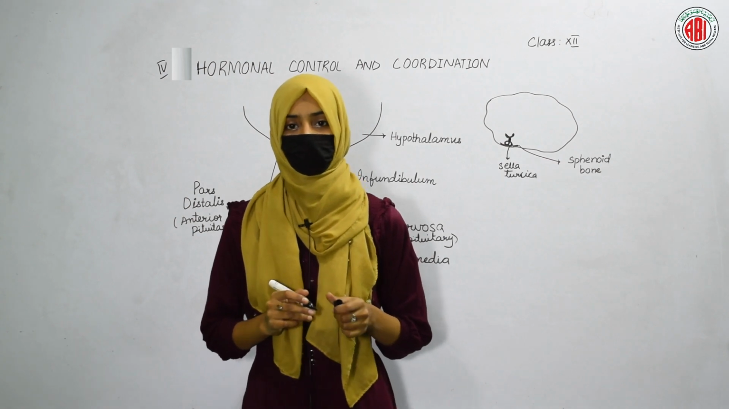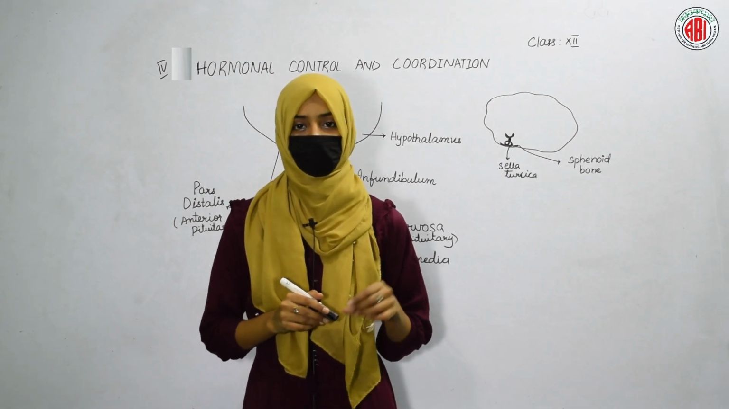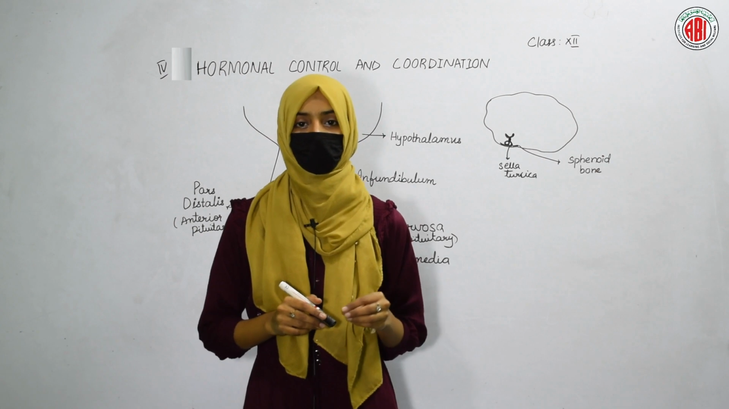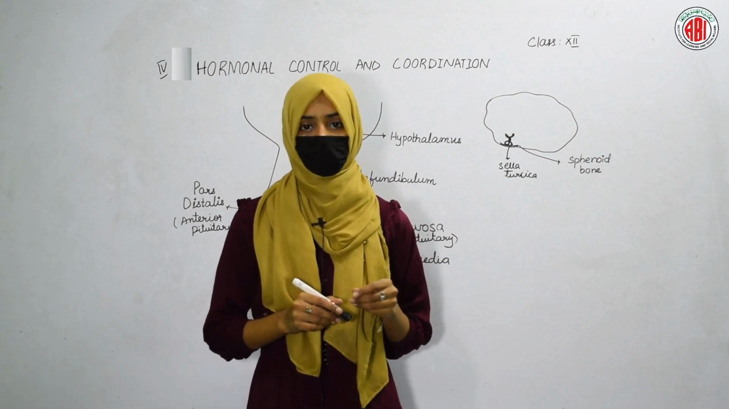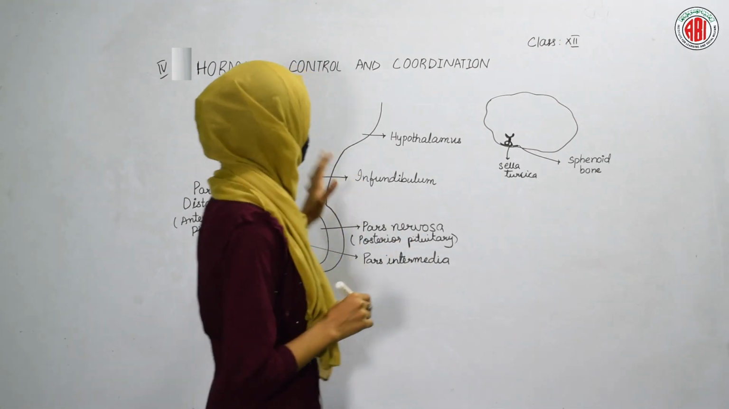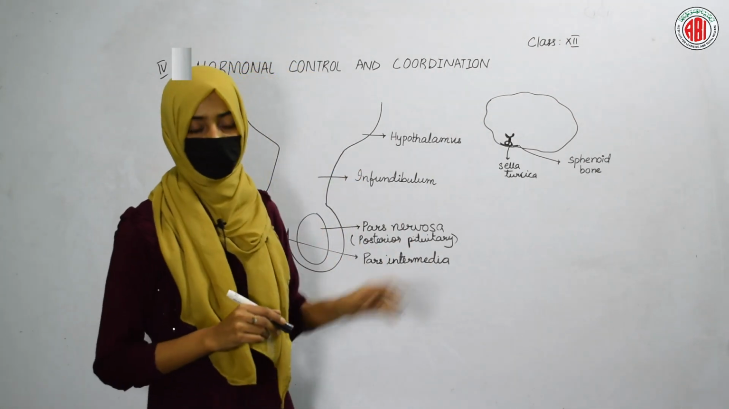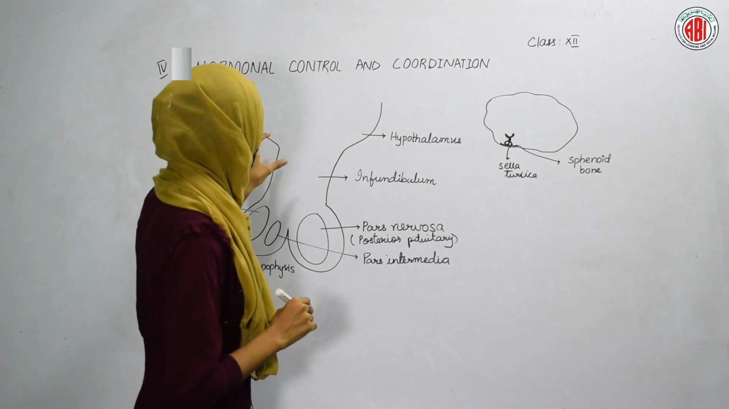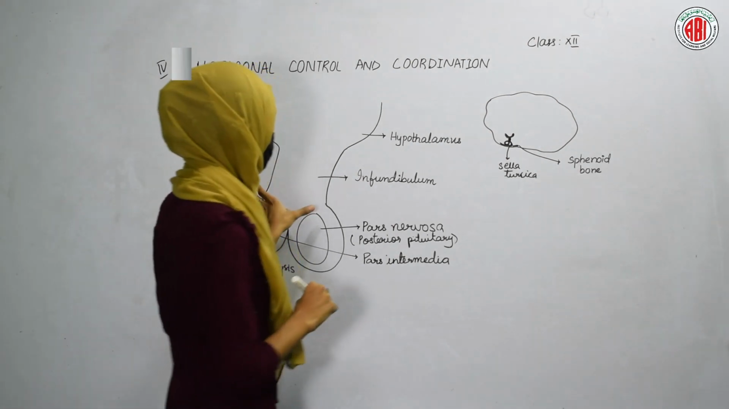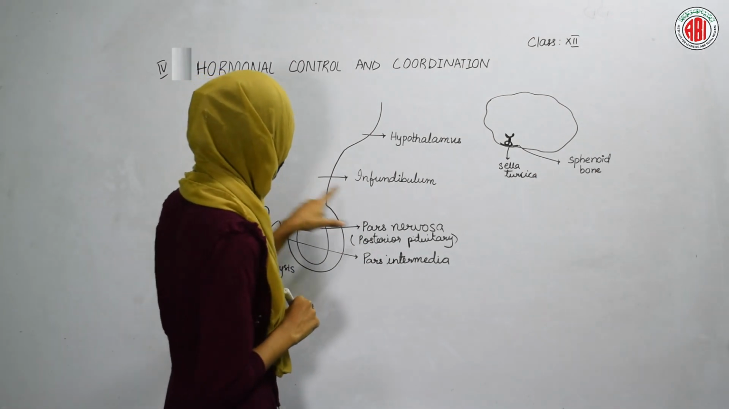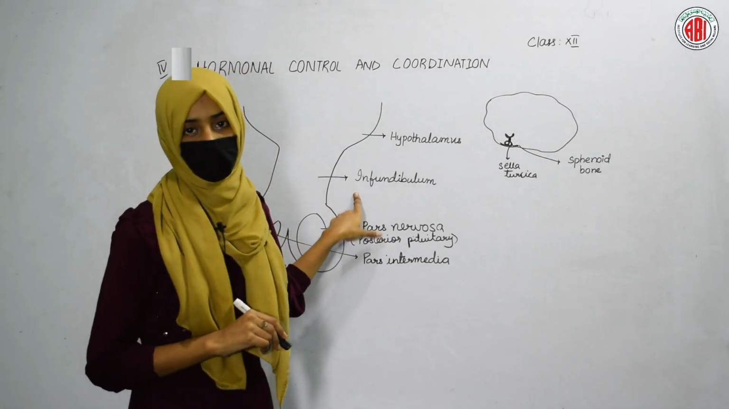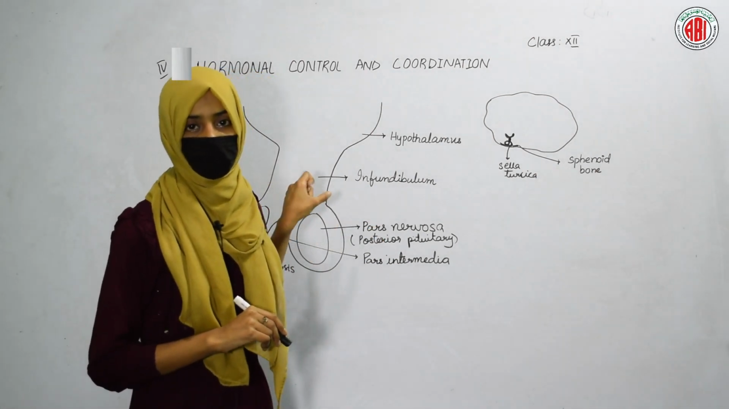In today's class, I am going to explain to you about the master gland, that is our pituitary gland. The pituitary gland is found in the human brain near the region of the hypothalamus. In the hypothalamus, you can find one pipe-like structure that opens into the pituitary gland, and that pipe-like structure is called the infundibulum. The infundibulum is the opening into the pituitary gland.